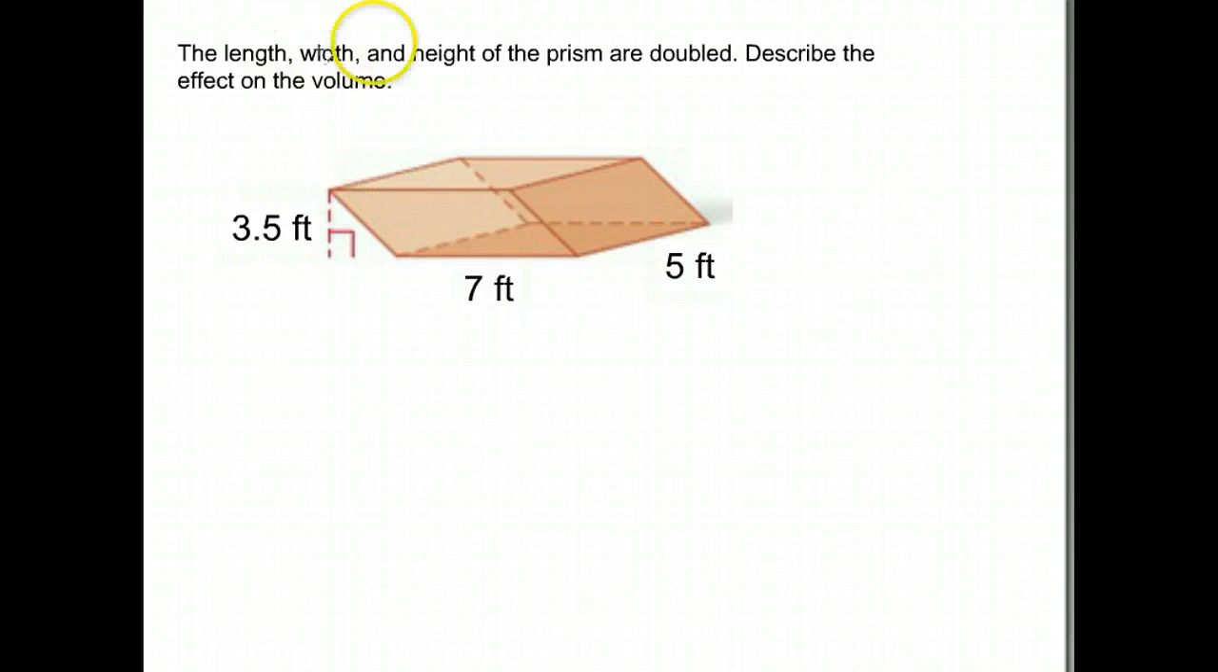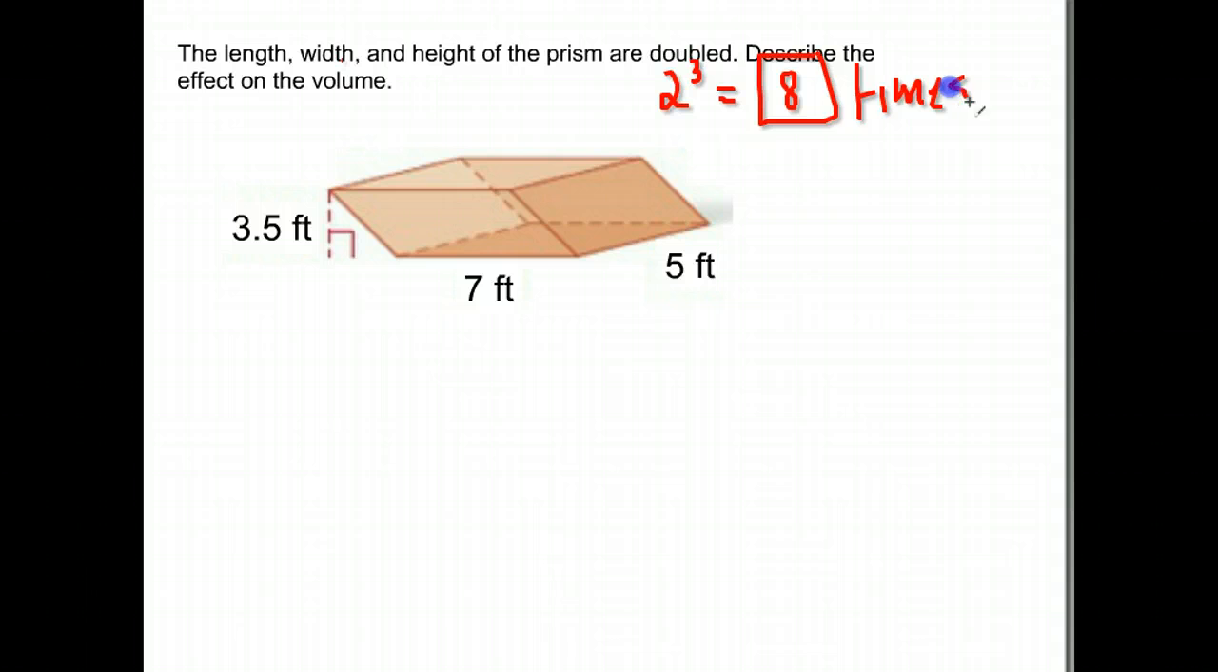Okay, so on this example it says the length, the width, and the height, all 3 dimensions, are doubled. Describe the effect on the volume. Well, doubled means times 2, and we talked about on our chart that the volume is affected by that number to the third power. So 2 to the third power, 2 times 2 times 2 is 8. So I'm predicting that it will be 8 times the size. That's my prediction. Let's try it out. Let's do the actual work here.